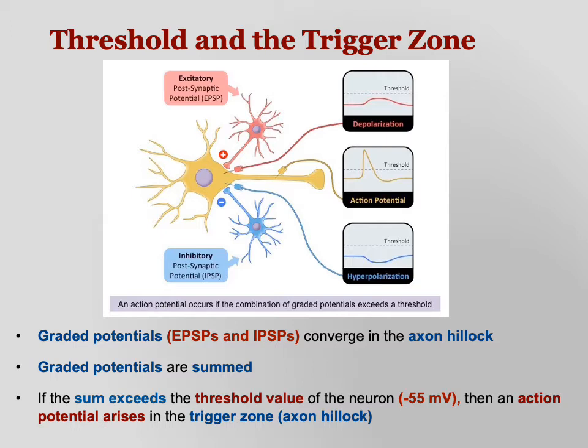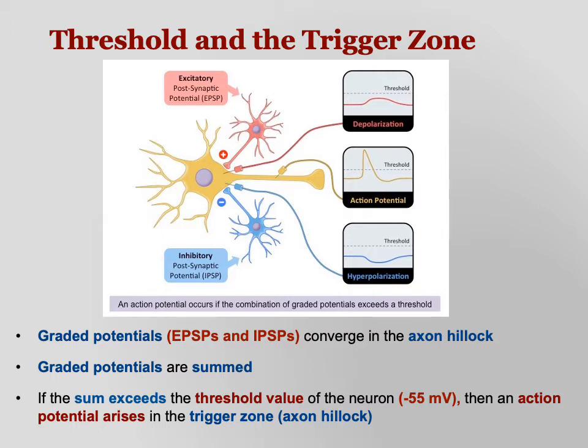But it could be that we have more EPSPs than IPSPs, or we have bigger EPSPs than IPSPs. As a result, if we push the resting membrane potential from -70 all the way up to -55, that's the threshold value, then boom, we fire the action potential. And we talk about firing the action potential. That's why we call the axon hillock the trigger zone. It's where we pull the trigger to fire the action potential, okay?